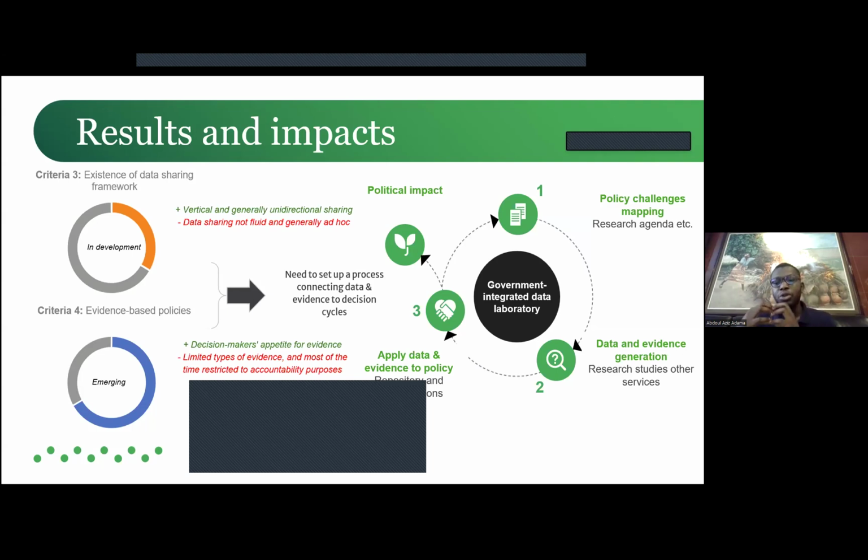The second step is to generate the evidence based on the needs. For instance, for the needs that are already filled by research that has been done, we could do, I would say, policy briefs or evidence synthesis, those kinds of things.